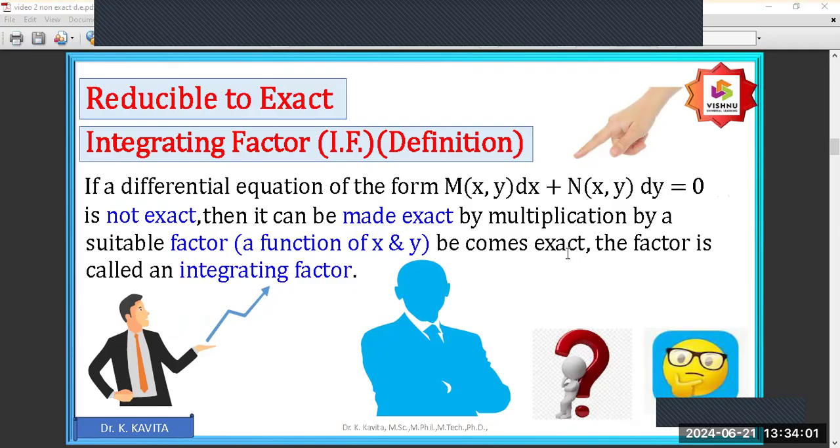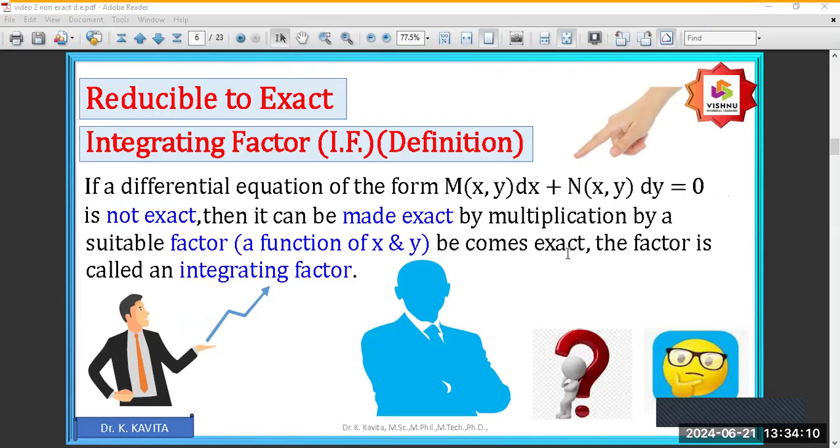The first one is the integrating factor, I.F. definition. If a differential equation of the form M dx + N dy = 0 is not exact, then it can be made exact by multiplication by a suitable factor, that is, a function of x and y. That factor is called the integrating factor.